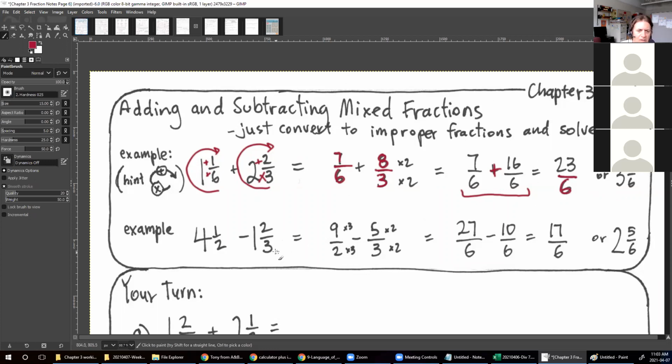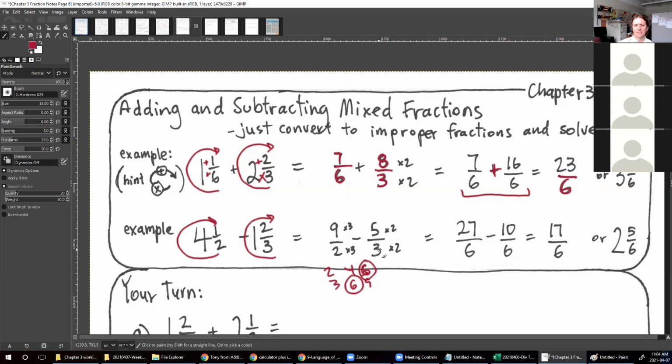Here's another example, and it's a subtraction, but it works the exact same way. 2 times 4 is 8, plus 1 is 9 halves, minus, and let's do the arrow again, 3 times 1 is 3, plus 2 is 5 thirds. The common denominator is 6, from 2, 4, 6, and 3, 6, 9. If I'm going to make this bottom a sixths, I have to multiply by 3, so I'm going to do that to the top and bottom. So 9 times 3 is 27 sixths.